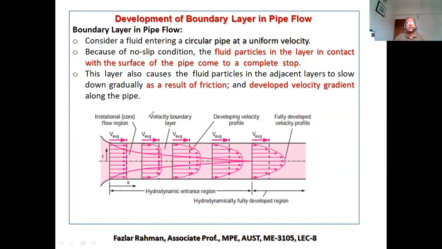So let's see what they like to say. Boundary layer in pipe flow. Consider a fluid entering a circular pipe at uniform velocity. Because of the no-slip condition, the fluid particles in the layer in contact with the surface of the pipe will be completely stopped. This layer also causes the adjacent fluid layer to slow down. If this fluid particle's velocity is 0, then it will try to hold the adjacent fluid particle, saying, don't run, please stick with me. So it slows down its velocity, and gradually, as a result of friction, a velocity gradient develops along the pipe. That means along the pipe there will be a change of velocity.